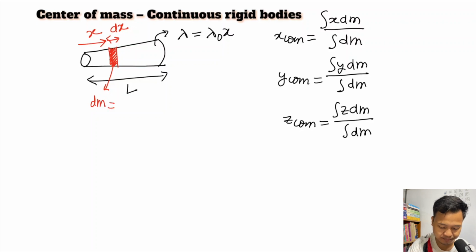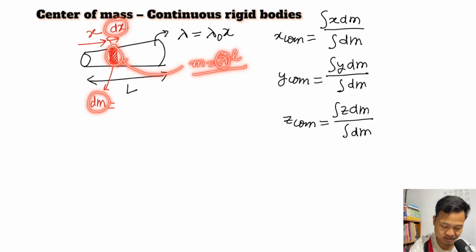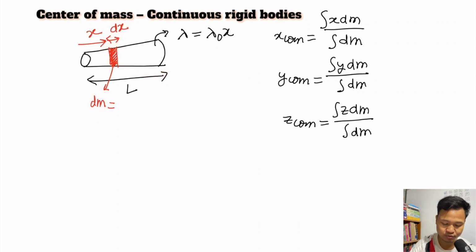So what is the mass of this small dm? Lambda is the mass per unit length. So the mass of the whole road is lambda into L. If I apply this for this small segment, the length of this small segment is dx. The mass is dm, so lambda is the same. Lambda is the mass per unit length too.